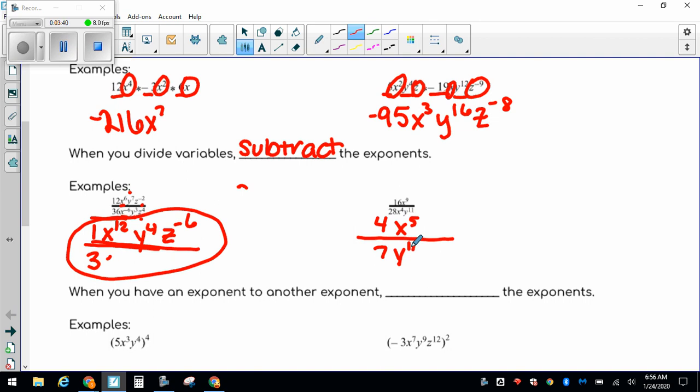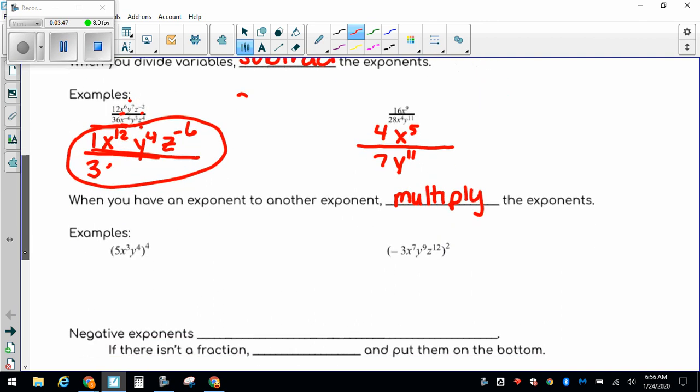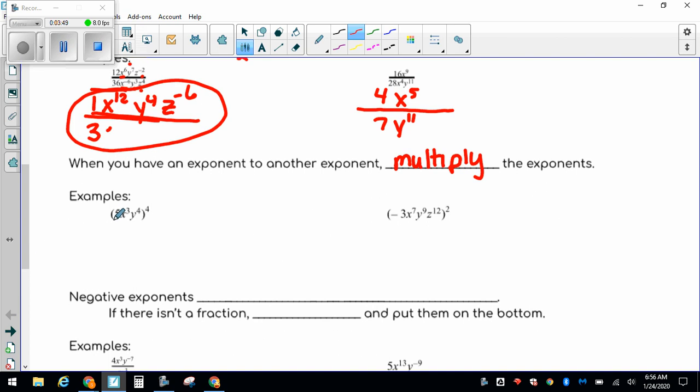When I have an exponent to another exponent, multiply the exponents. And these take place when we have parentheses, right? So let's start. We're going to do everything to the 4th. So 5 to the 4th is 625, and I promise that's just calculator magic. I have 3 x's 4 times, so 3 times 4 is x to the 12th. And then I have 4 y's 4 times, so that's going to be y to the 16th.